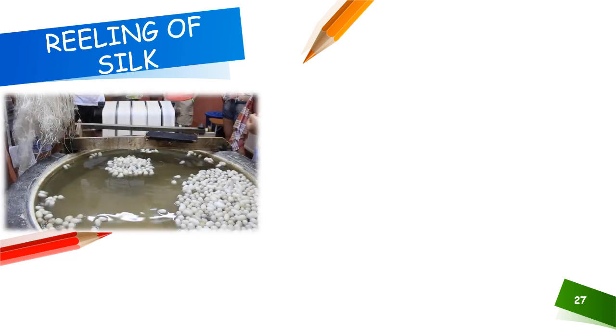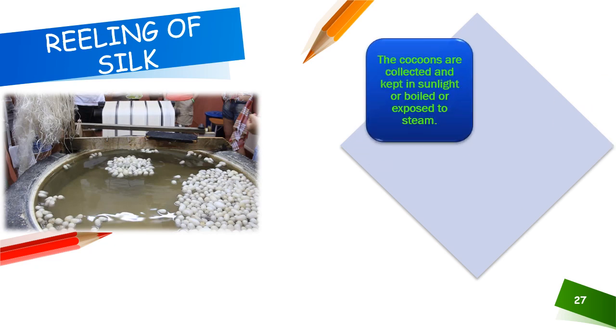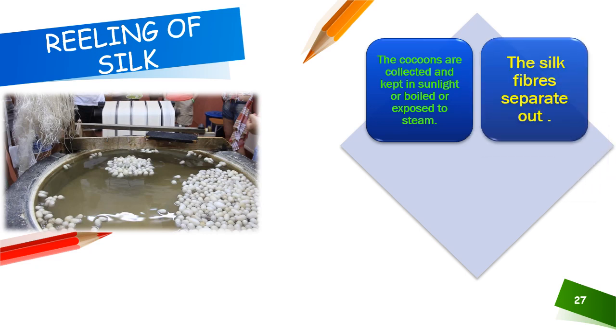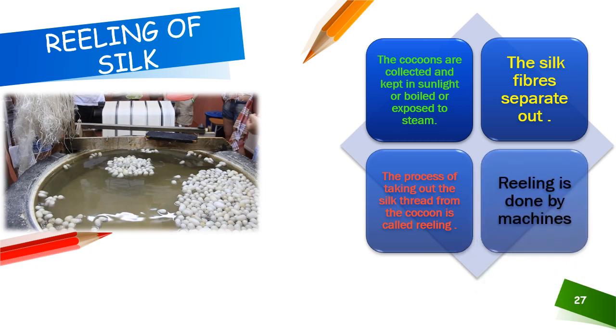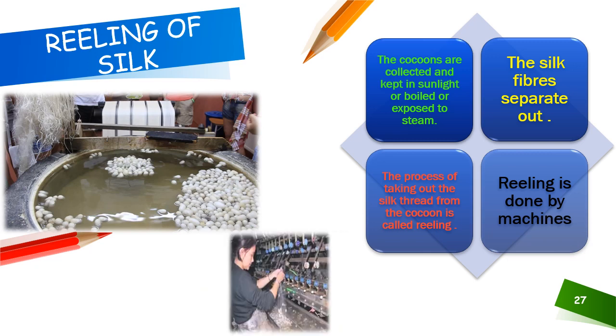Now let us understand the processing of cocoons to obtain silk fibers. Reeling of silk. All the cocoons are collected together and placed in hot water or under the sun. Silk fibers separate out due to heat. These silk fibers are taken out from the cocoon and unwound to get long threads of silk. This process is called reeling the silk. Reeling is done by special machines that unwind the silk fibers from the cocoon.